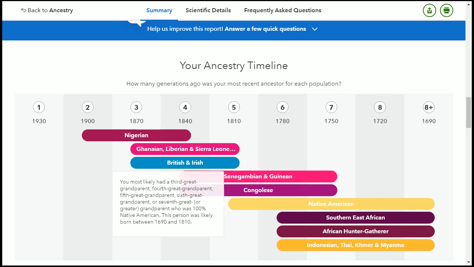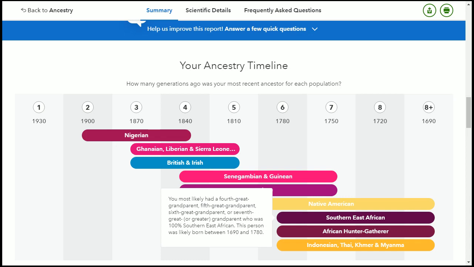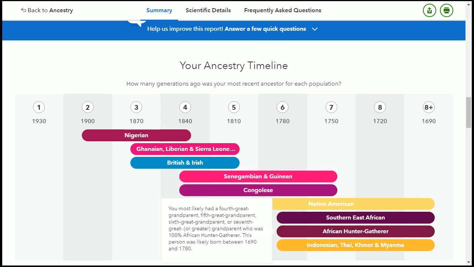So, Southeast African, yeah, I've kind of noticed on most sites I have East African blood and DNA, and they are 1690 to 1780. African hunter-gatherer, which you see a lot of people there that have that 1690 to 1780, right? And Indonesia, now this was one that's mystified.